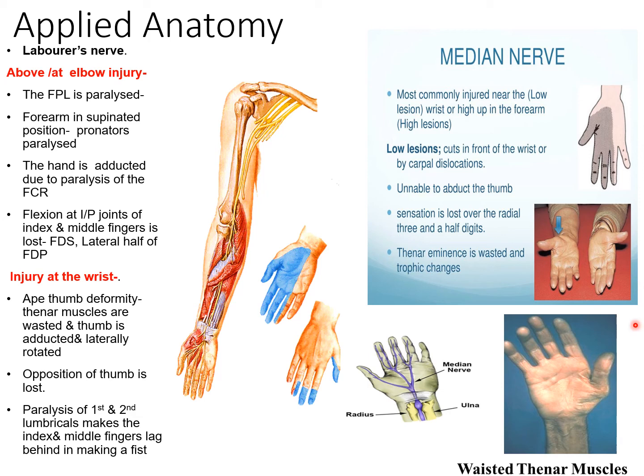In ape thumb deformity the thenar muscles are wasted and the thumb is lying adducted and laterally rotated. Opposition of thumb is lost, and also the paralysis of first and second lumbrical makes the index and middle finger lag behind in slowly making a fist.